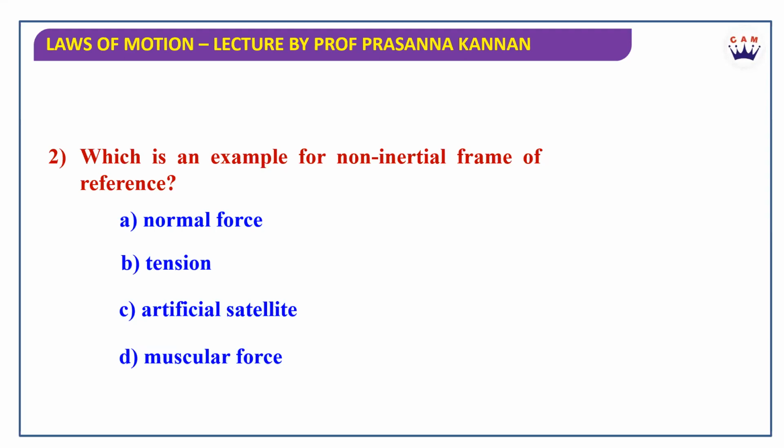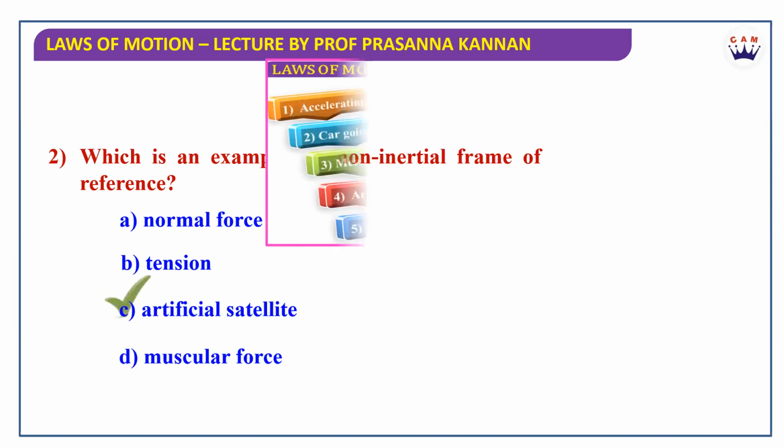Which is an example for non-inertial frame of reference: normal force, tension, artificial satellite, muscular force. Artificial satellite is correct. Because you know what an artificial satellite is doing? Any body which is rotating is in what reference? Accelerating frame of reference, or non-inertial frame of reference, because it has centripetal acceleration. Good, very good.